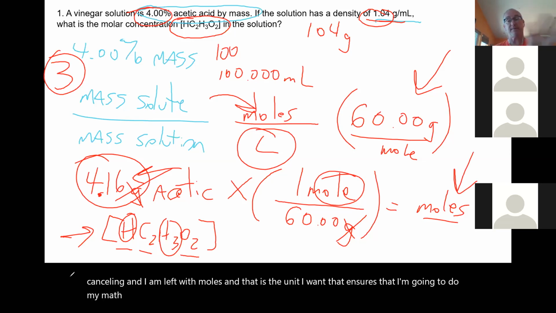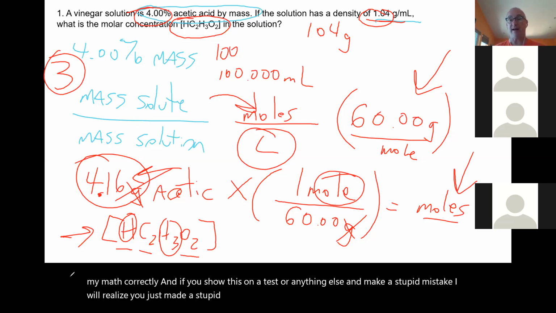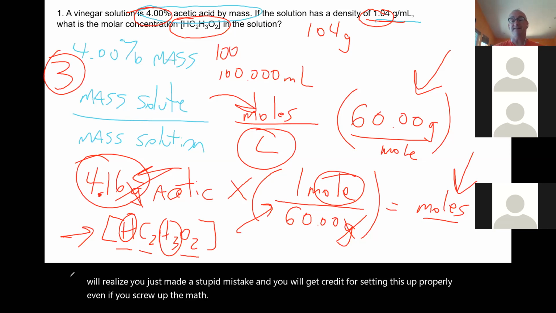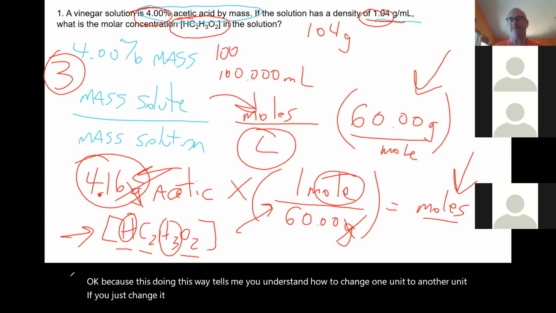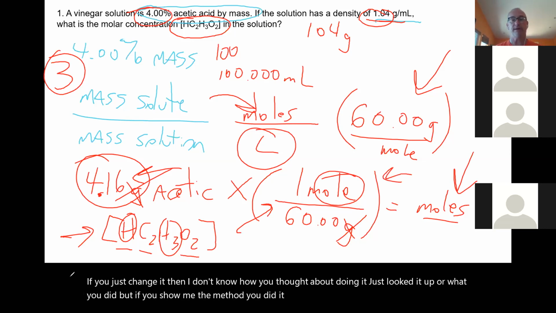And if you show this on a test and make a stupid mistake, I will realize you just made a stupid mistake, and you will get credit for setting this up properly, even if you screw up the math. Doing it this way tells me you understand how to change one unit to another unit. If you just change it, then I don't know how you thought about doing it, whether you just looked it up or what you did. But if you show me the method, then you'll get full points.